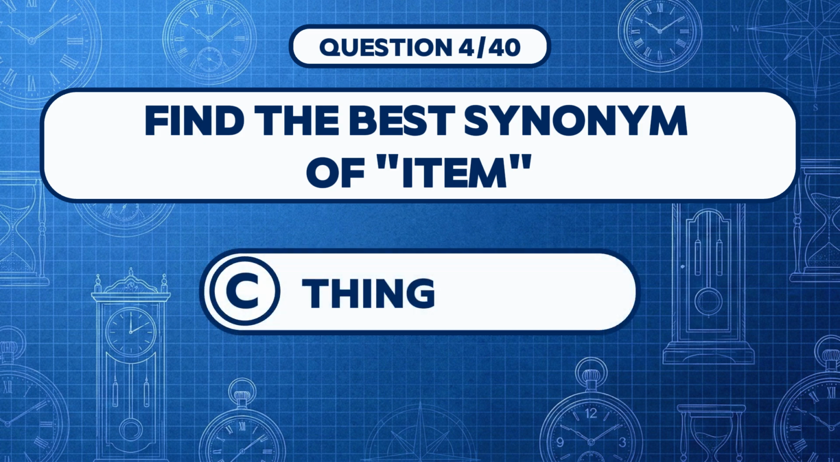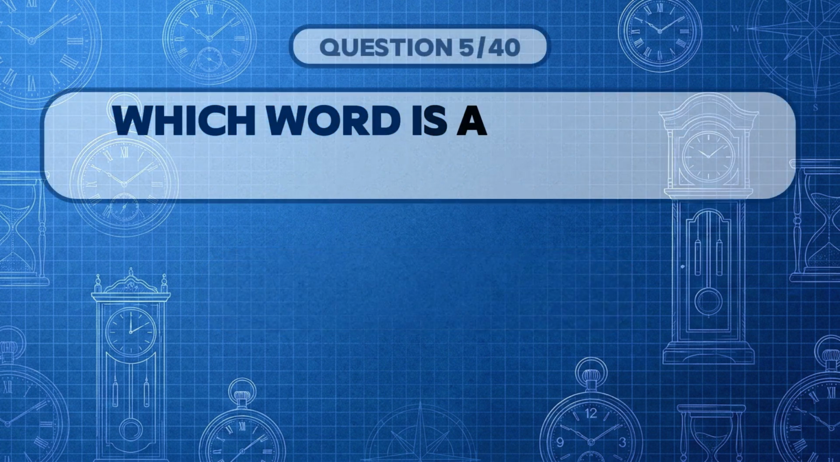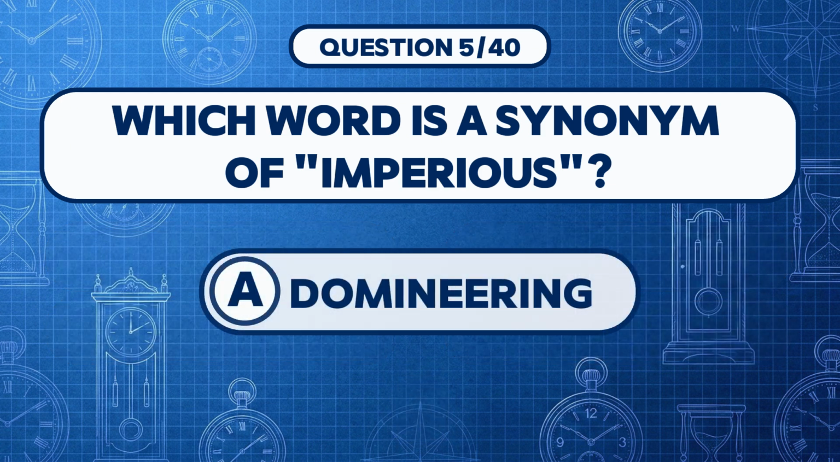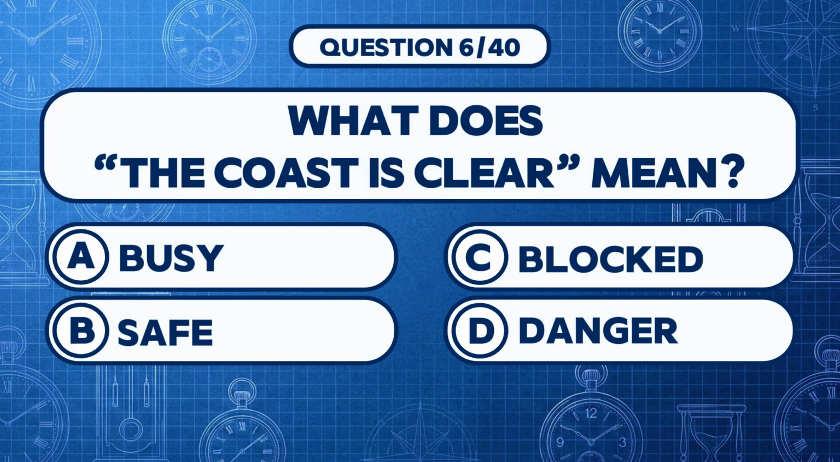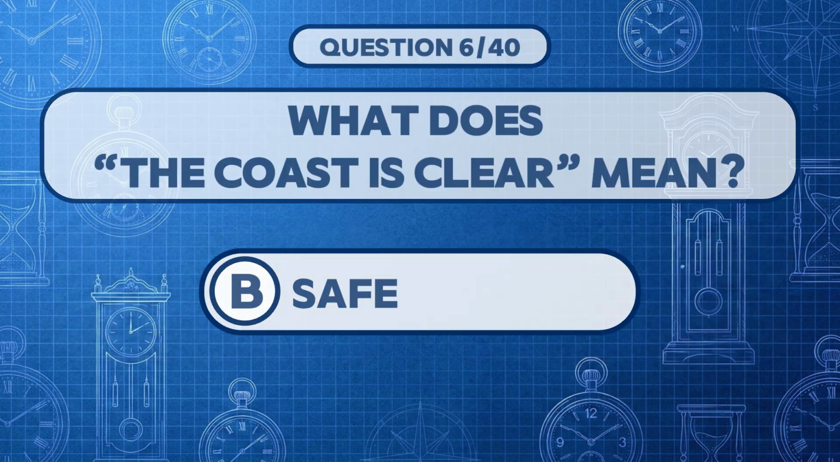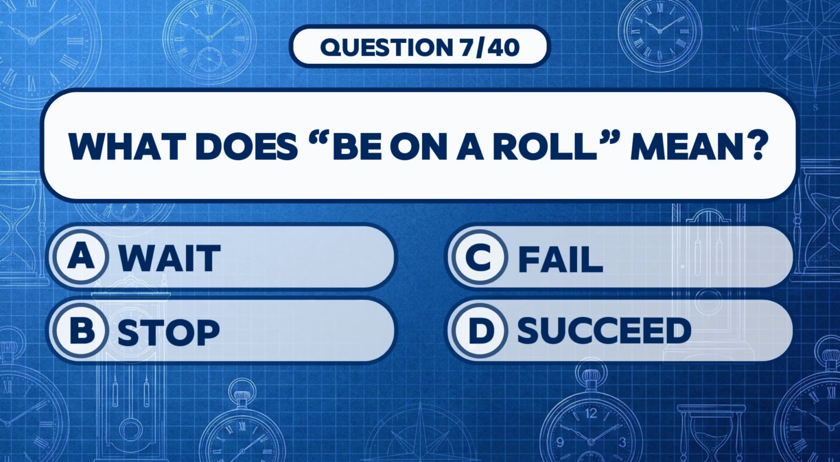Answer C. Thing. Which word is a synonym of imperious? Answer A. Domineering. What does "the coast is clear" mean? Answer B. Safe. What does "be on a roll" mean?